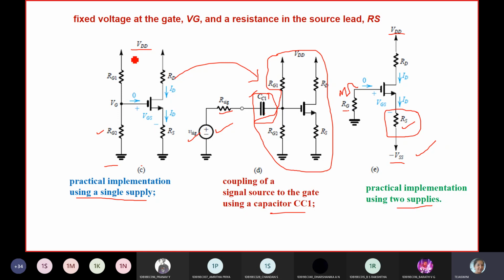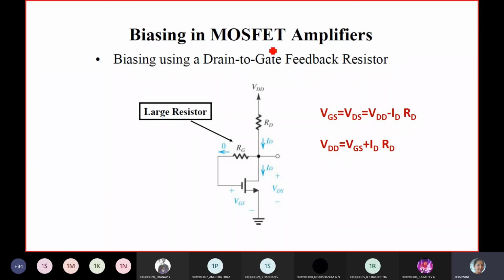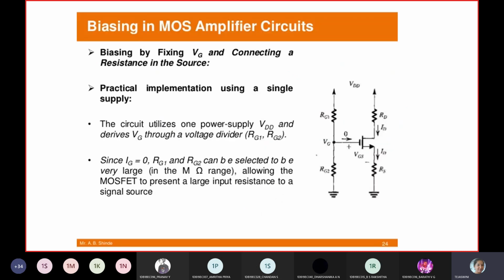Okay, I'll take up the design when I do the problem. So the next technique is the biasing in MOSFET amplifier using drain to gate feedback resistor. For that, this is single supply. Here it uses one power supply VDD. It derives VG through the voltage divider. How to get VG now? Voltage divider rule. What is the supply voltage?